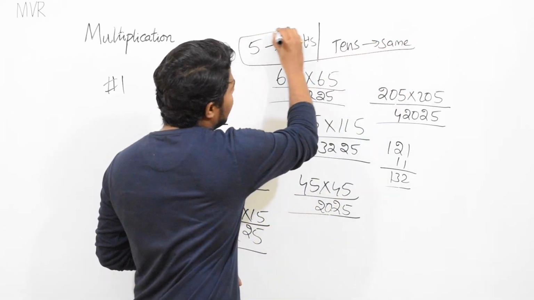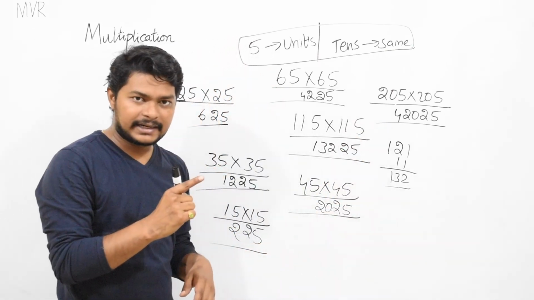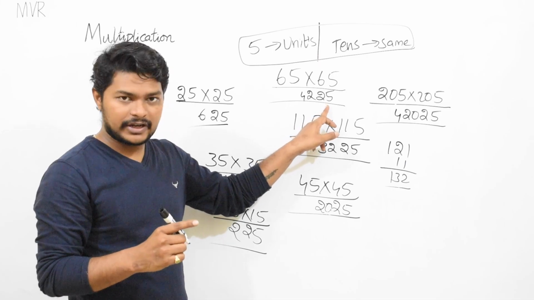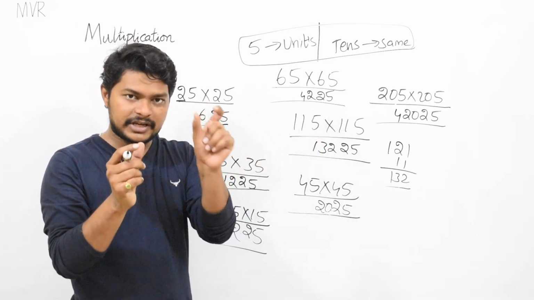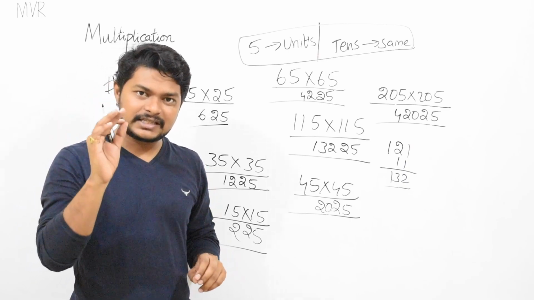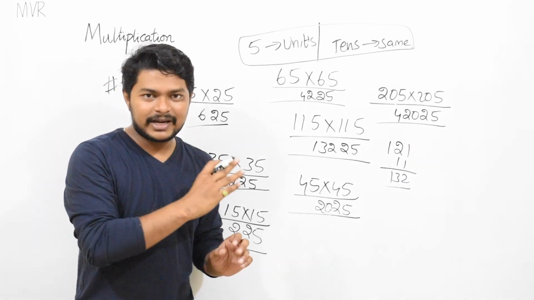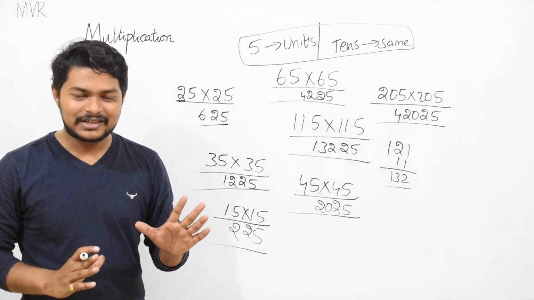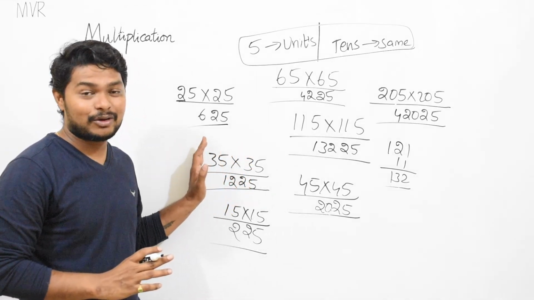If you see this kind of pattern, then what you need to do is multiply 5 into 5, that is 25, and in the tens place you need to take that value and multiply it by the tens place value plus 1. This is the simple strategy behind solving this kind of problem. If you are given any multiplication like this, it saves a lot of time.